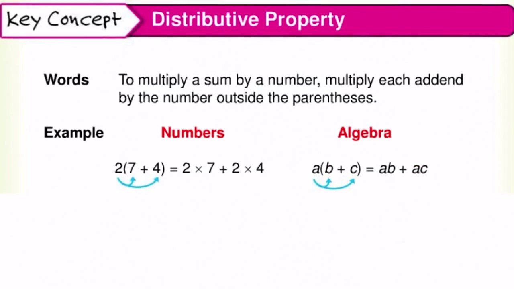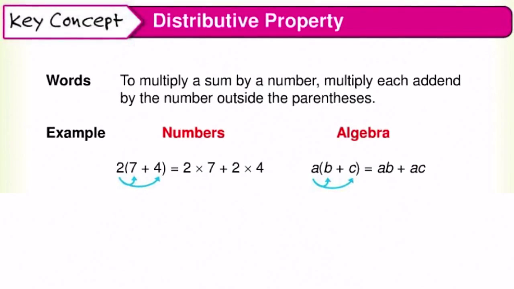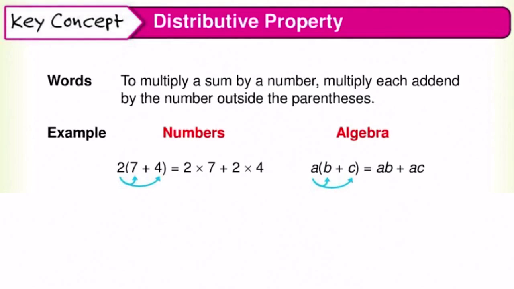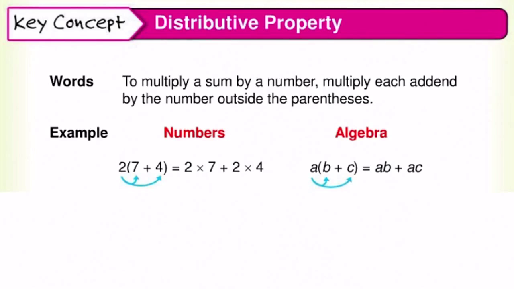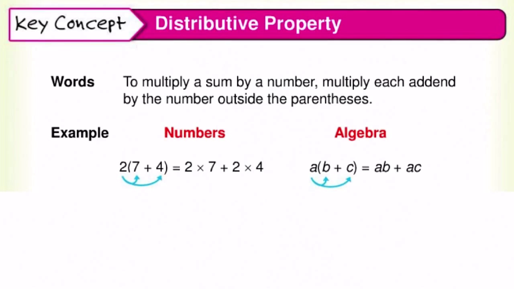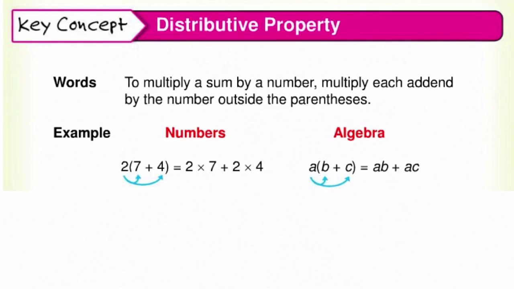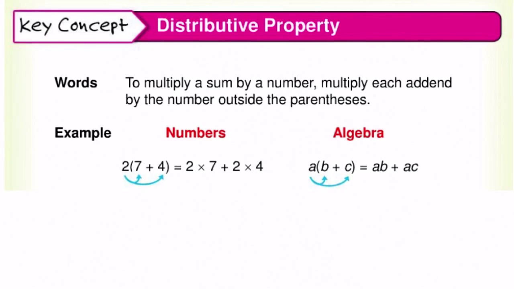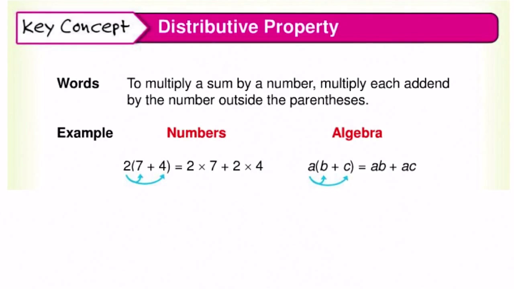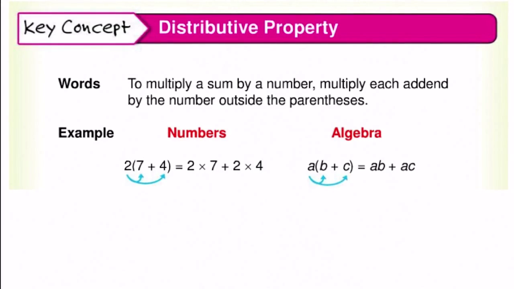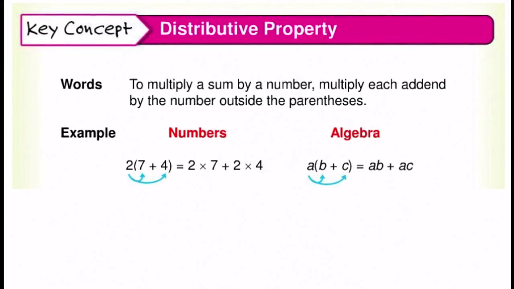And here's an example of what it means to distribute. If you look at the side that says numbers, you'll notice that they're distributing rather than doing parentheses 7 plus 4 and then multiply by 2. They're distributing that 2 amongst the 7 and the 4. So it's like you're doing 2 times 7 plus 2 times 4. It would be the same algebraically. If you look on the right, it's like saying A times B, and then you would add that to A times C.